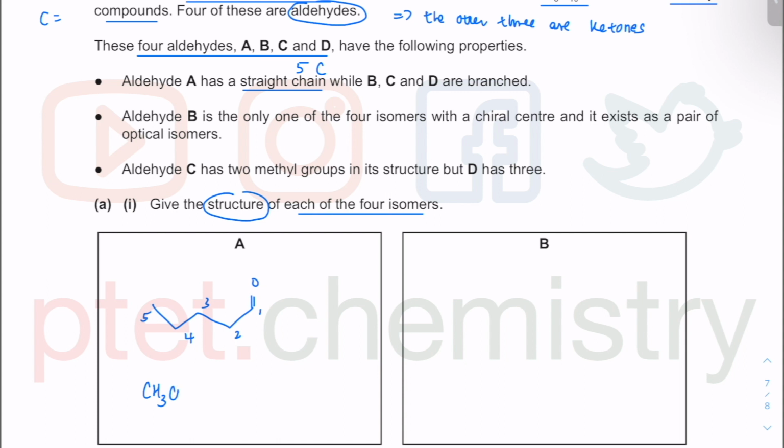This is CH3, CH2, CH2, CH2, CHO. It's a 5 carbon aldehyde. This is what you call pentanal. Now, they are not looking for the name, so if you give the name, you will not get any mark. They didn't ask you whether it's skeletal or structural. Both of these would have gotten you the mark there.